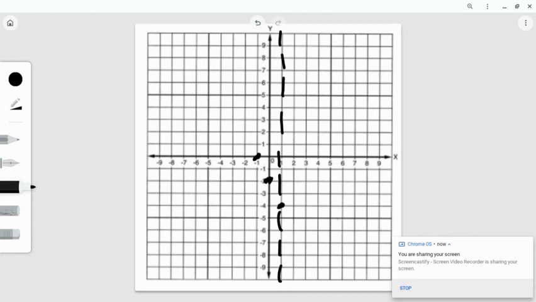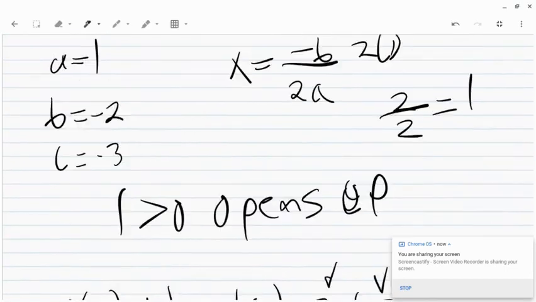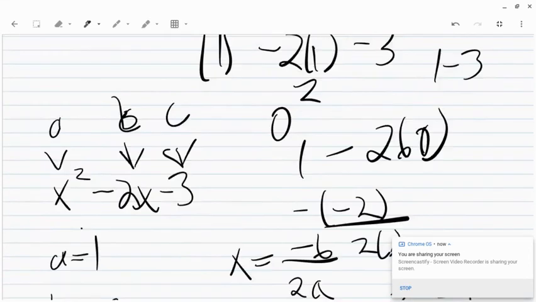So now you just do the same thing. You could just put your point right here, which is the reflection, and then again right here, and then you have your parabola. And that's basically it on how to graph a quadratic function. Well, thanks for watching.